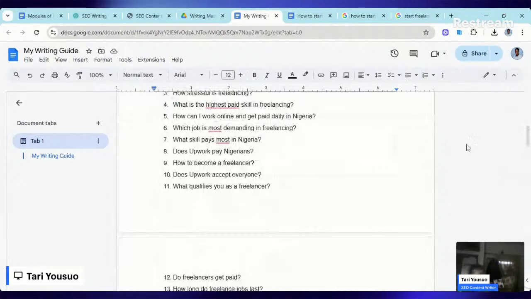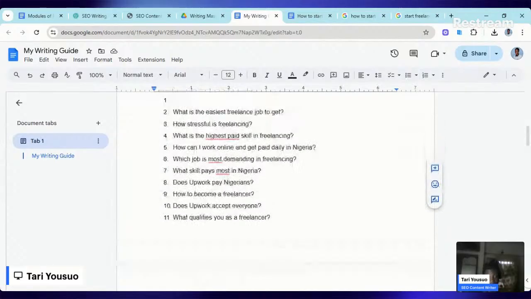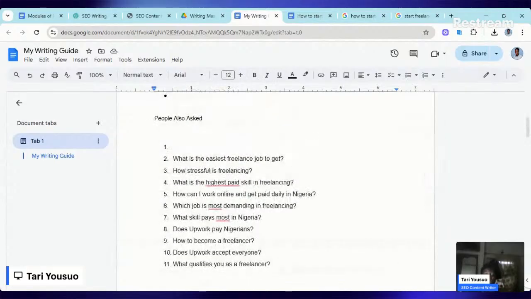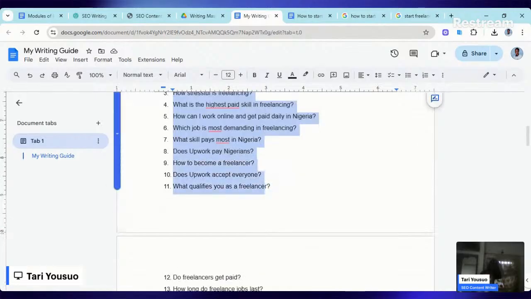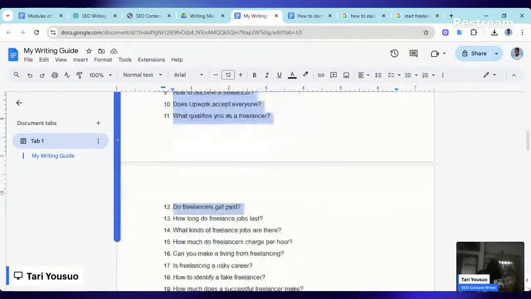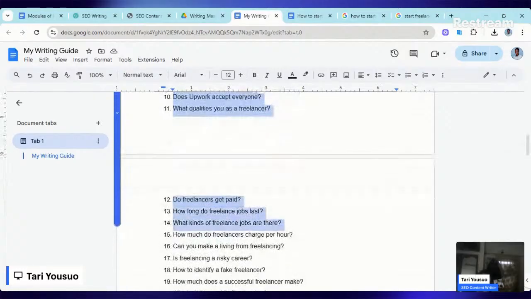I don't know if you've ever had excess caffeine. What is the easiest freelance job to get? Who is the highest paid? Who is this person asking about highest paid? Does Upwork pay Nigerians? How to become a freelancer? Does Upwork accept everyone? What qualifies you as a freelancer? Do freelancers get paid?